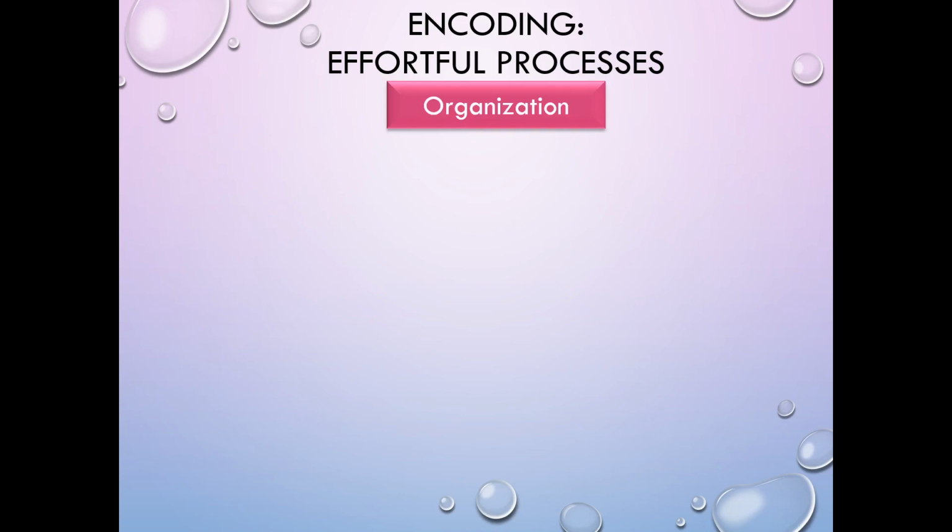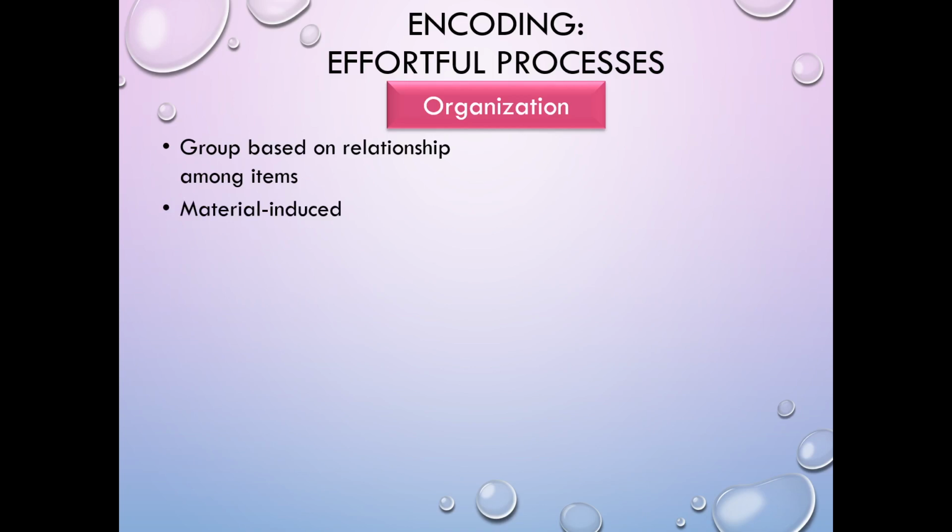So an example of an effortful process would be organization. That would be where you, as the person who's trying to remember something, group information based on the relationship among the items that you're trying to remember. So there are different ways that you can organize information. It might be based on characteristics of the material. The material sort of leads you to process or group the information in a particular way.